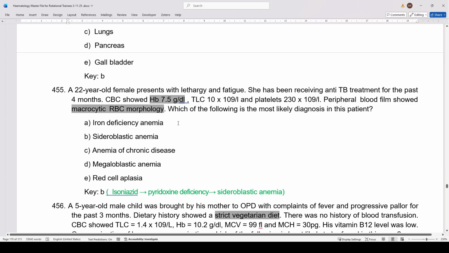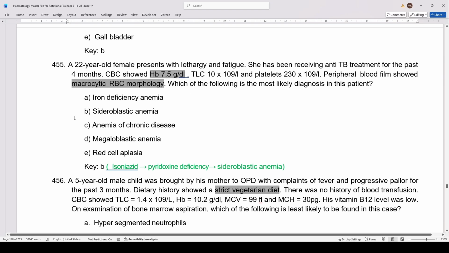Iron deficiency anemia. No, it is not a case of iron deficiency anemia, okay, because of the macrocytic RBC morphology. So it is a case of sideroblastic anemia, because they told us that the patient is on anti-TB drugs. Isoniazid causes pyridoxine deficiency, and pyridoxine deficiency causes acquired sideroblastic anemia. So we have to give pyridoxine to the patient. So in this case, option B is correct.